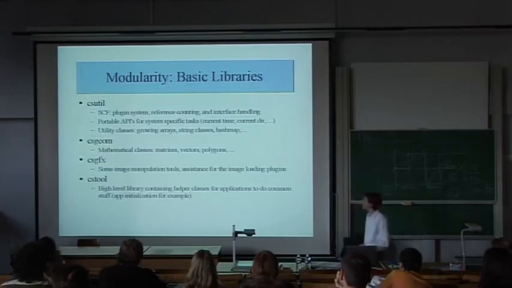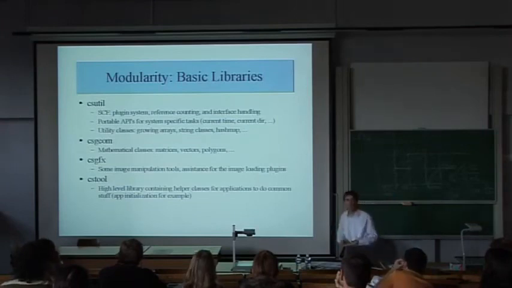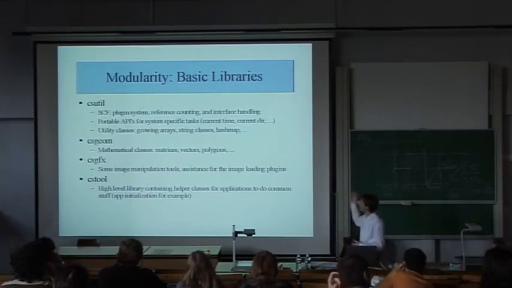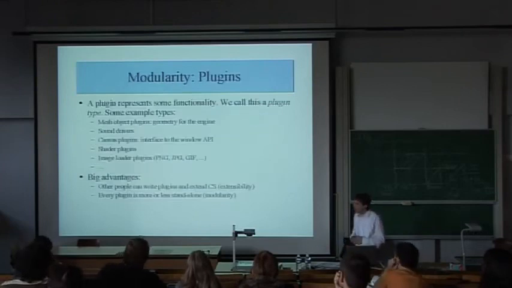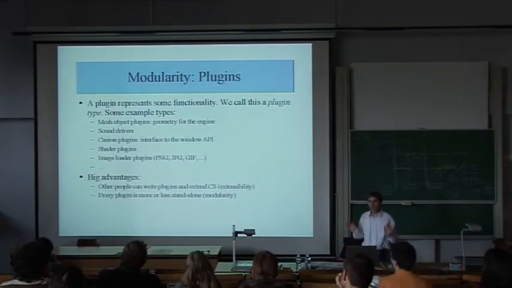For example, here are the basic libraries. Of course, you need to have support for managing the plugins in the first place, so that has to be in a library. Something has to load the plugins. The APIs for the system-specific tasks, utility classes. Then there's a library with mathematical classes, image manipulation tools, and a high-level library for applications to make it easier to use CrystalSpace. So there's a few normal C++ libraries. And then nearly 95% of code is in some plugin.